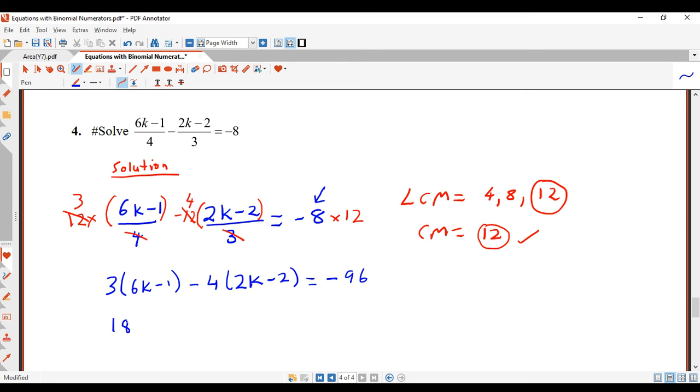So you're going to get 18k here minus 3. Now be careful here. This is negative 4. Negative 4 times 2k is negative 8k. Negative 4 times negative 2 is positive 8. And then you've got the minus 96 here.